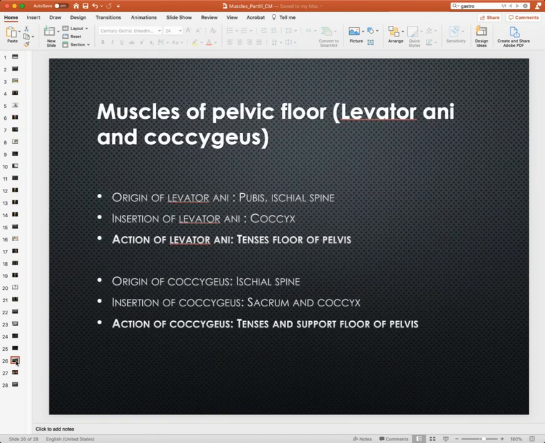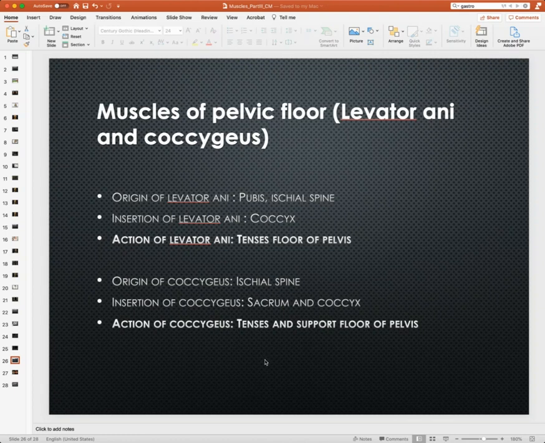And finally, we move to muscles of the pelvic floor, levator ani and coccygeus. So the origin of the levator ani is the pubis and ischial spine, and the insertion is the coccyx. And what is the function of this muscle? It is to tense the floor of the pelvis. And this is actually similar between the two muscles. The coccygeus also is responsible for tensing and supporting the floor of the pelvis.